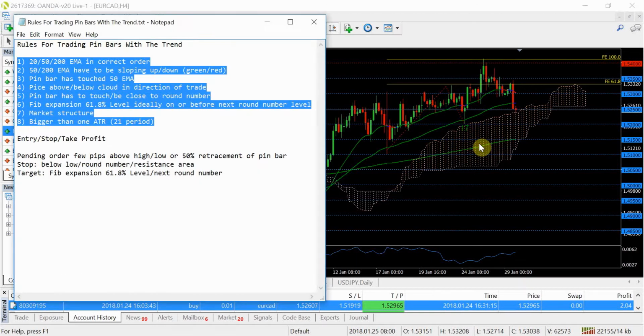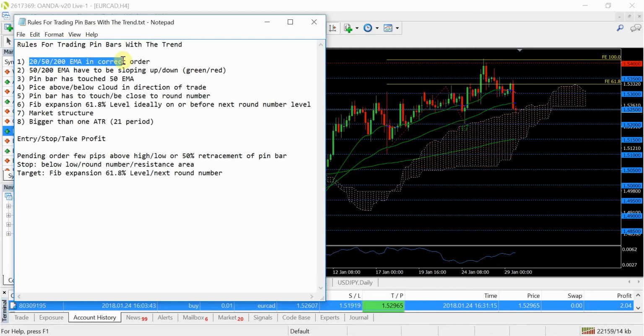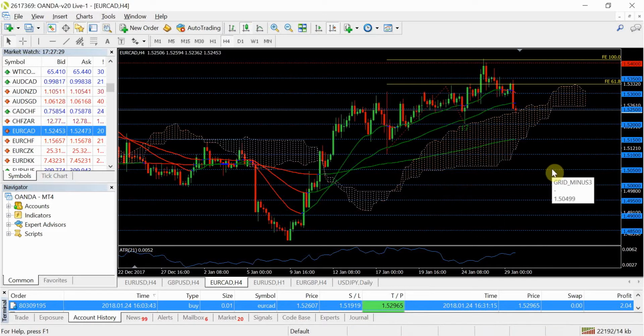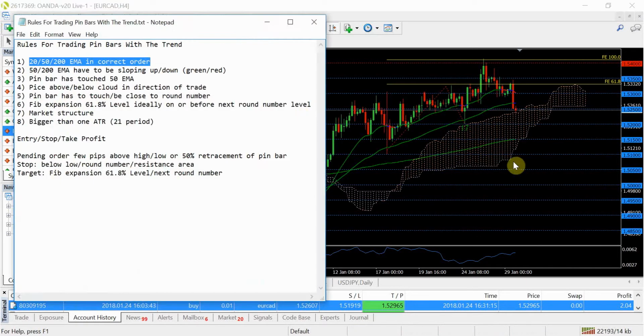Now going into the rules, the first rule that I have is that the 20, 50, 200 EMA is in the correct order. So for an uptrend, I want closest to price to be the 20, the 50, and the 200. So they are all in order the right way I want to see them, to show that we are in an uptrend.